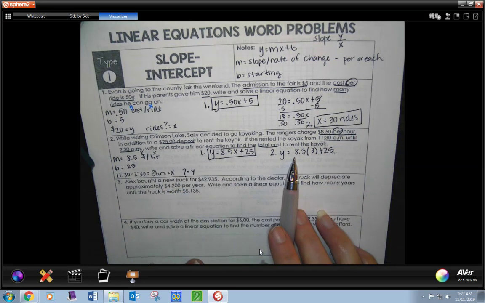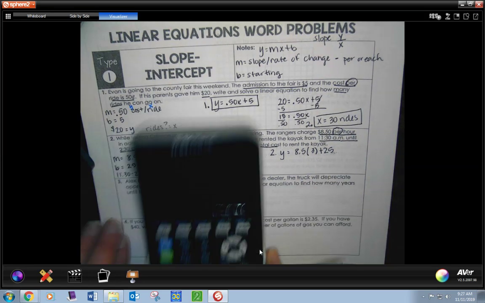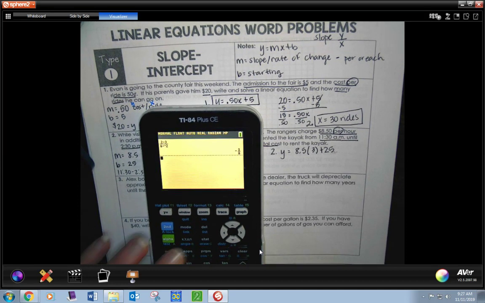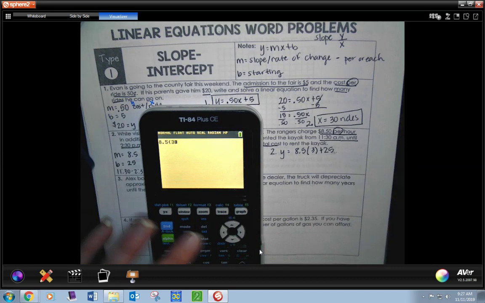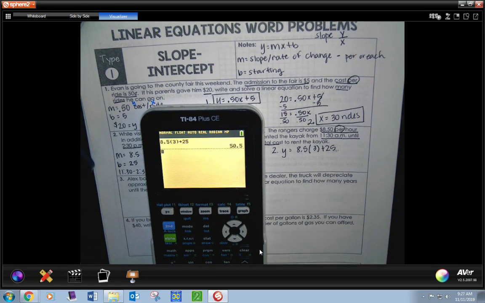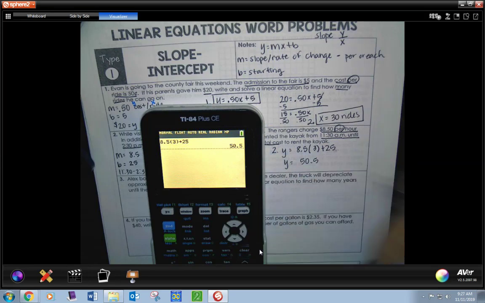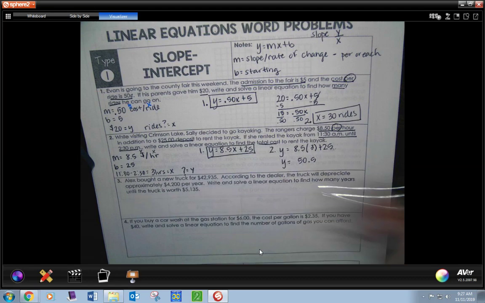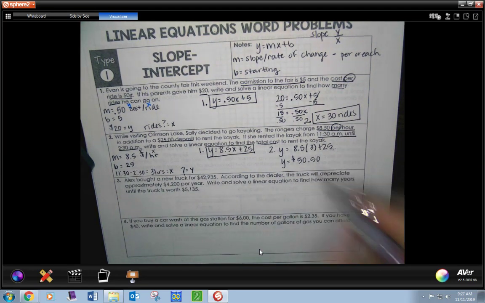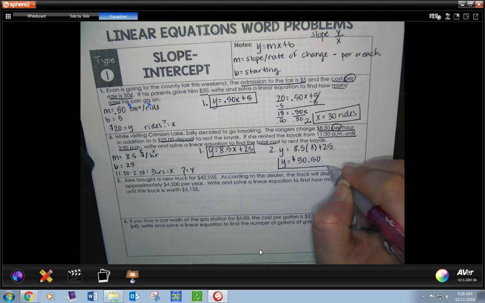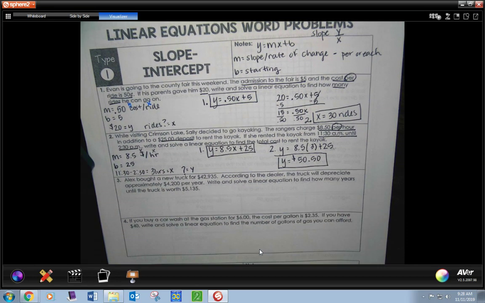So since everything is on the right side, all you have to do is grab your calculator and do 8.50 times 3 plus 25. And that gives me 50.5. But they asked us to find the total cost. So I need to put a dollar sign on this. And I need to add an extra 0 because we're talking money. So now that I've labeled my real world problem, I am done.